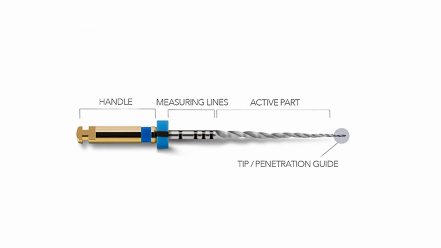Okay, so this is a picture of a file, and there are basically three parts in a file. The first one is the handle, then there are some lines which you can see here. These are known as measuring lines. They denote the length of the file. If there are two black lines here, that means the length of the file is 21 mm, and if there are four measuring lines, then the length of the file is 25 mm. Got it? Then the next is the active part. This one is the active part of the file. It consists of the blades, and here is the tip of the file, which is also known as the penetration guide.